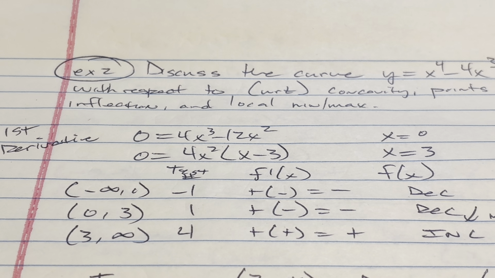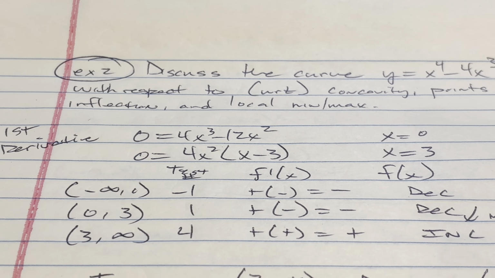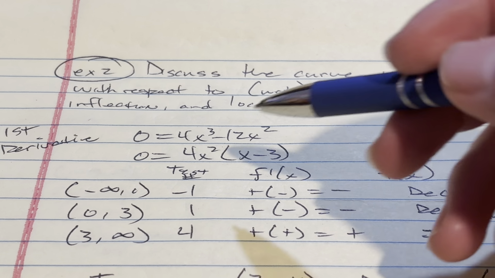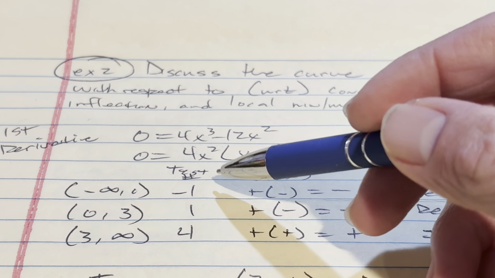So negative infinity to 0, 0 to 3, 3 to infinity. Those are my 3 different intervals. Again, this is the way to do it. There are other ways, but this is the best way to organize. It's always going to lead to a nice organized answer. That's what we should do in higher level math. We should take routes that lead to nice organized answers.